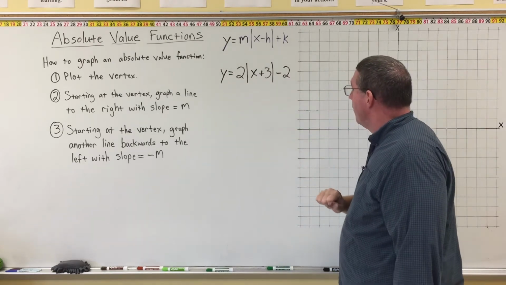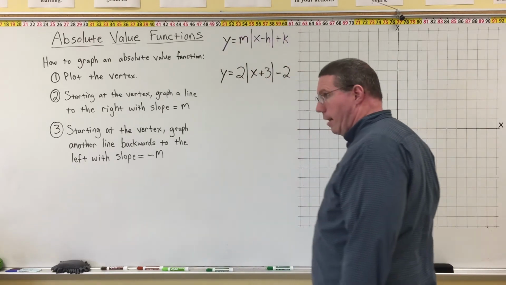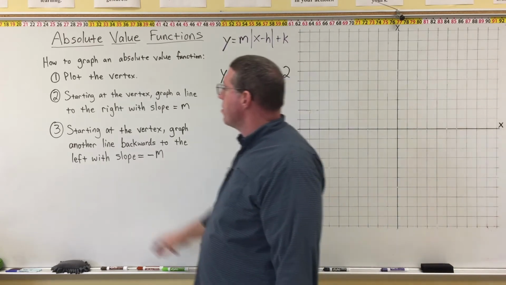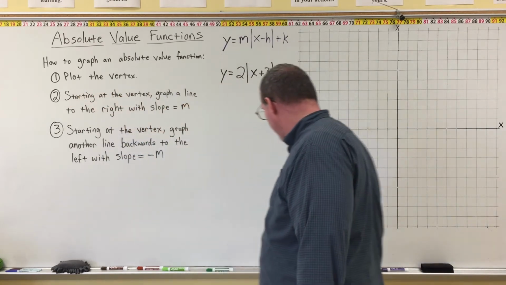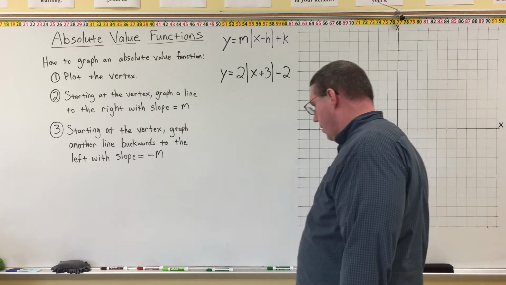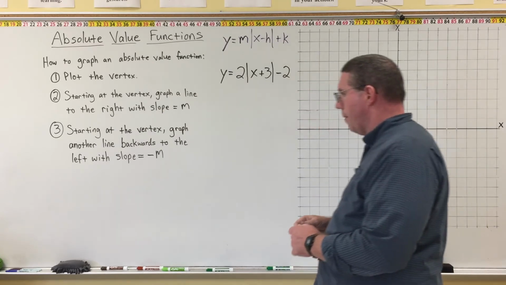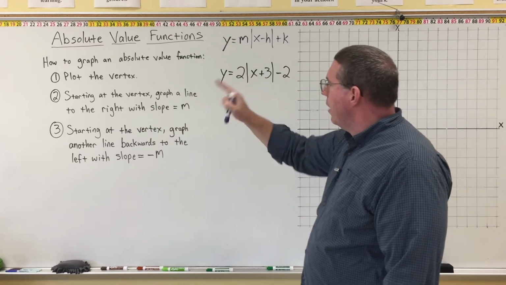Here's an absolute value function. It is in the form that I need it to be in. And the first step says to plot the vertex, okay? I think I'm going to do this one in purple, okay? All right, it says plot the vertex.